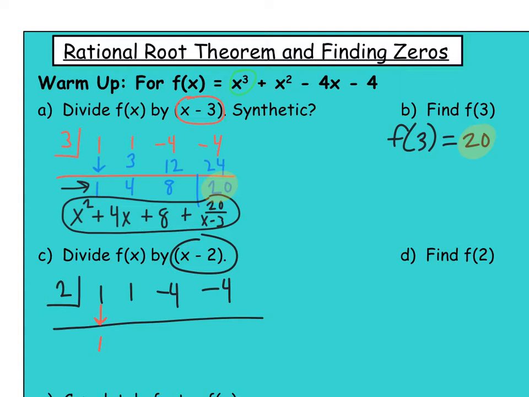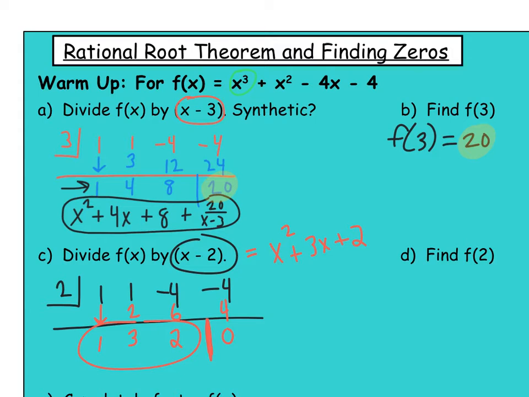So 1 times 2 is 2. 1 and 2 add up to 3. 3 times the 2 over there is 6. Negative 4 plus 6 is 2. 2 times 2 is 4, and negative 4 and 4 is 0. Okay, so that's going to be our remainder there. So this time, the answer to the division problem, again, coefficients are down here, starting with x squared. So x squared plus 3x plus 2. This time we have no remainder. Okay, so that means it went into it evenly.